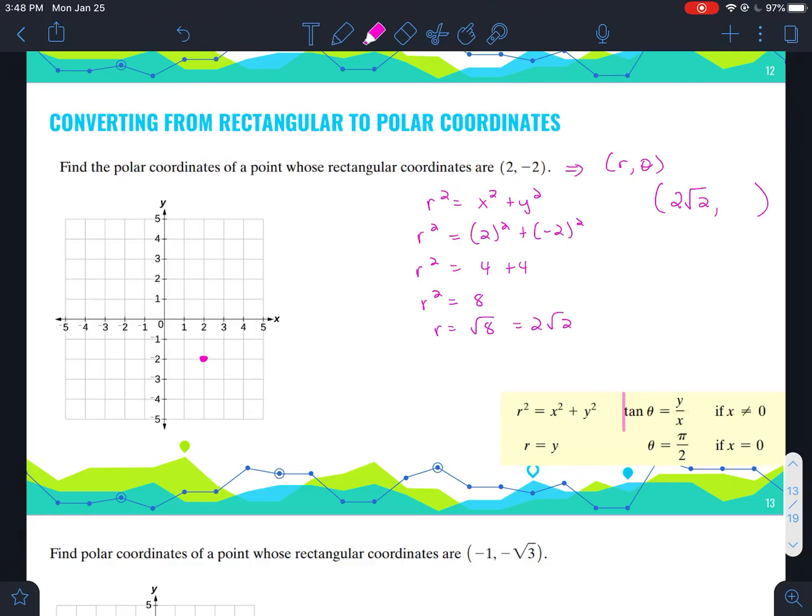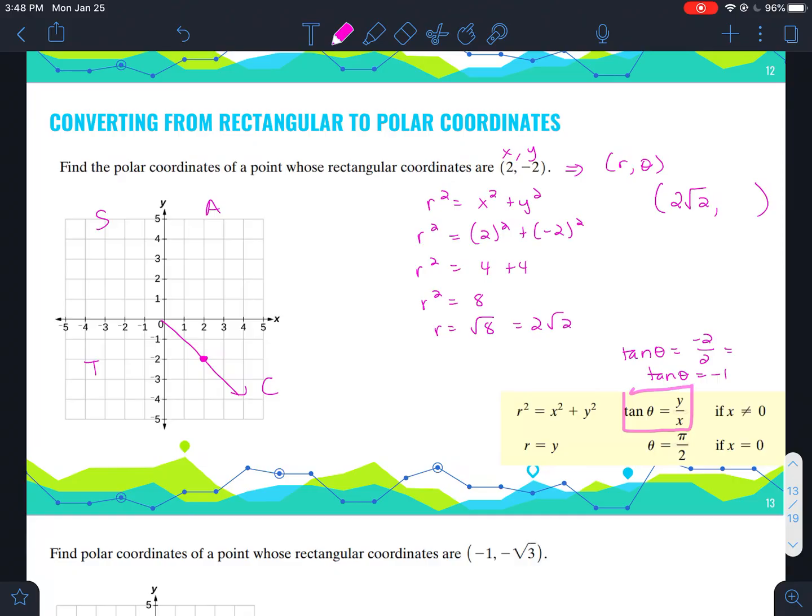Well, x is not equal to 0, so to find my angle, we're going to do tangent theta equals y over x, so x and y. So it's going to equal negative 2 over 2. So the tangent of theta is going to equal negative 1. Well, you are down in the fourth quadrant, so all students take calculus. So here's my pole. And so we want tangent to be equal negative 1.